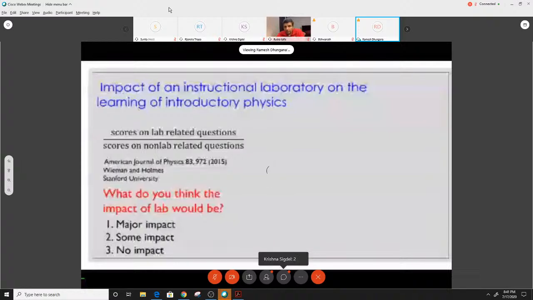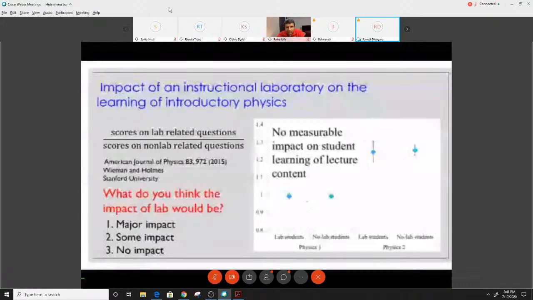I am seeing mostly one, and there is two as well. One, again, two, and so on. So mostly 1 and 2. Now here is the result. Surprise, surprise. There is no impact at all. For example, if in the lab we focused on the principle of conservation of momentum, and the same question was asked to students who took that lab versus those who did not, the performance was similar. There was no difference statistically. That's the surprising result.